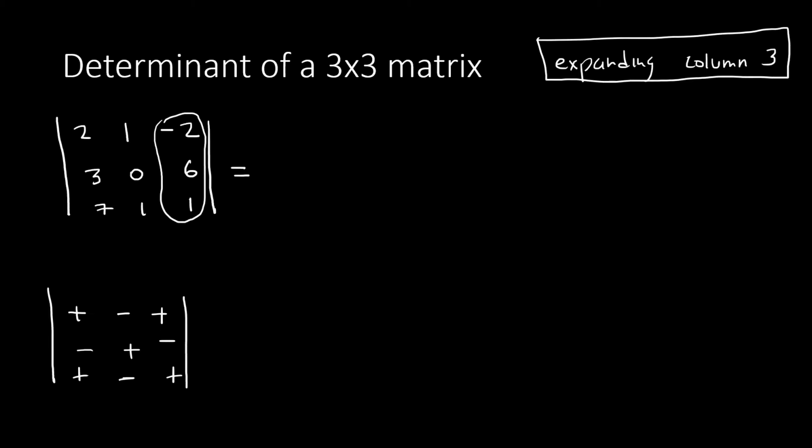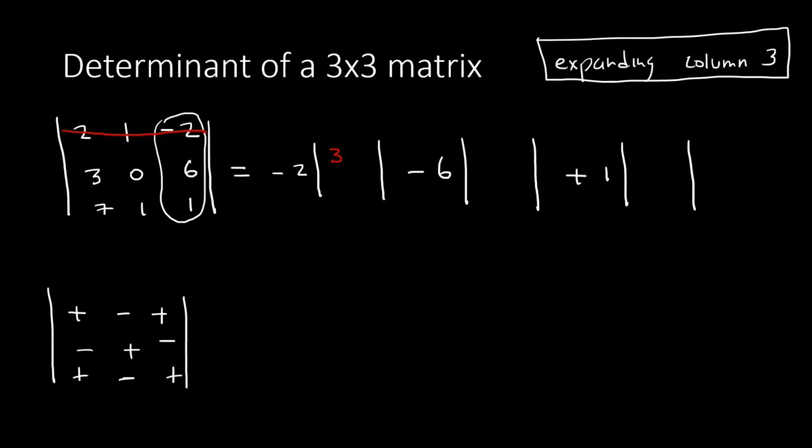So our 2 is multiplied by positive, we leave it there. Remember, inside we need the remaining elements. Our 6 is multiplied by negative, it's negative 6. Inside we need the remaining. Our 1 is multiplied by positive, then we put the remaining. So now let's go. Let's cancel. Let me start here. The first one, we must cancel row 1. What am I left with? I'm left with 3, 0, 7, 1.